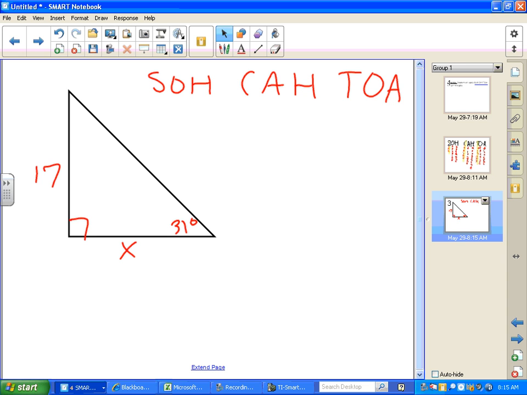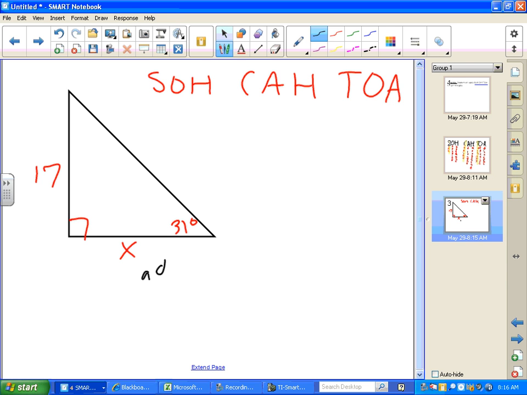So if you look at 31 degrees, is the X side the opposite, the adjacent, or the hypotenuse based on this angle? So is this the hypotenuse? No. Okay, let me ask you this now. So it's not the hypotenuse. Is this side opposite of 31 degrees? No. What does the word adjacent mean? Mary?